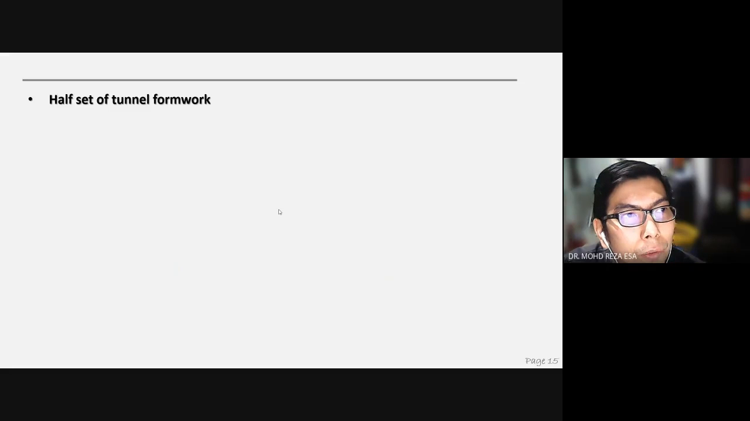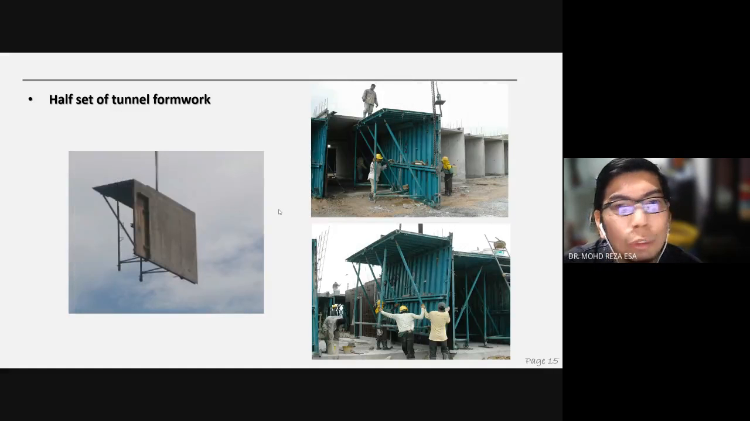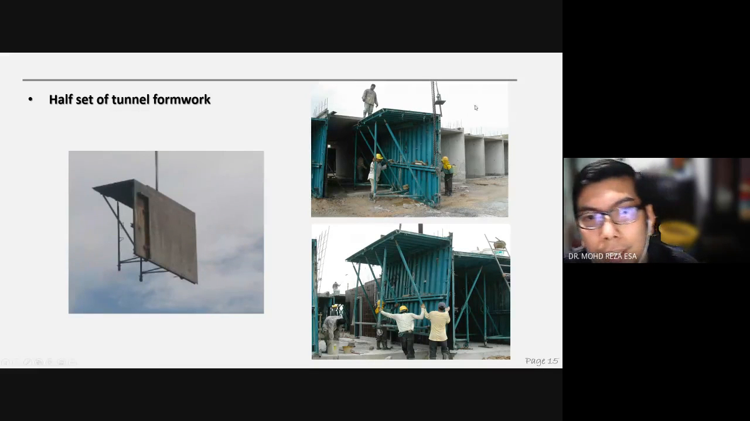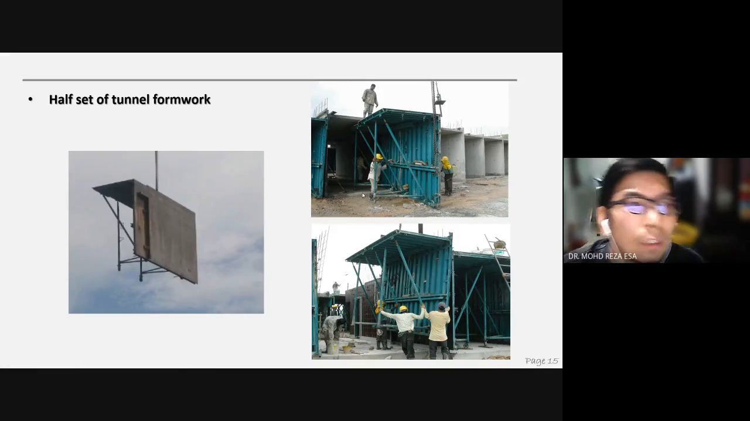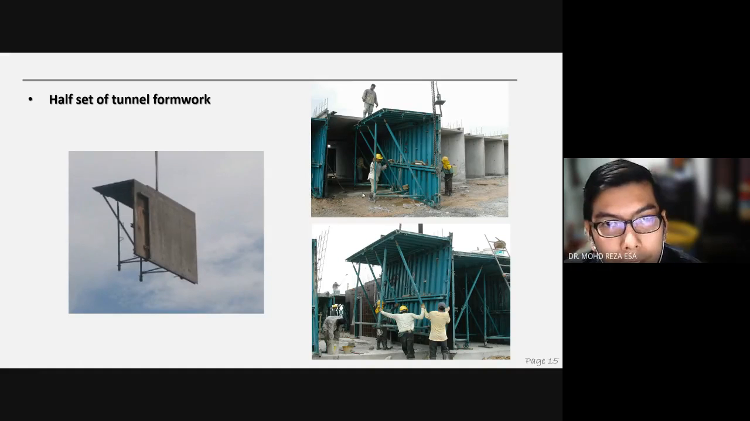And in terms of tunnel formwork, we can use what we call a half set of tunnel formwork. Dia bentuk separuh, as you can see in the diagram. Dia bentuk separuh macam ni. Dia tak complete. This is not a full set of the tunnel formwork. So it also can be considered as a reusable formwork system, and also can be used in the construction project as well.